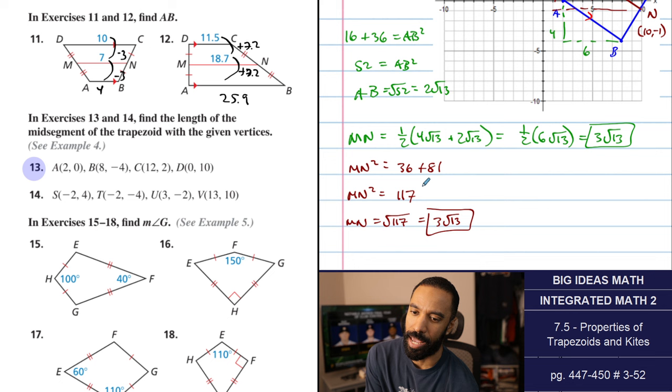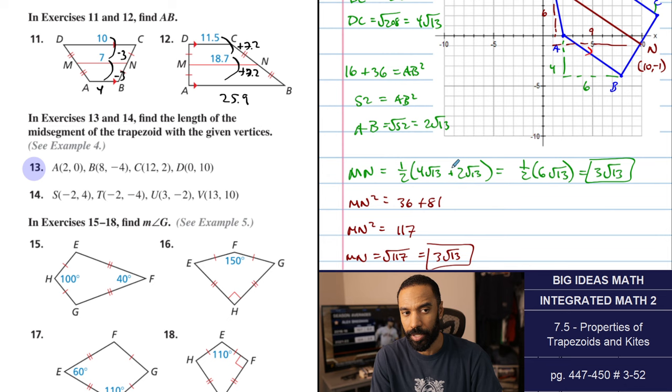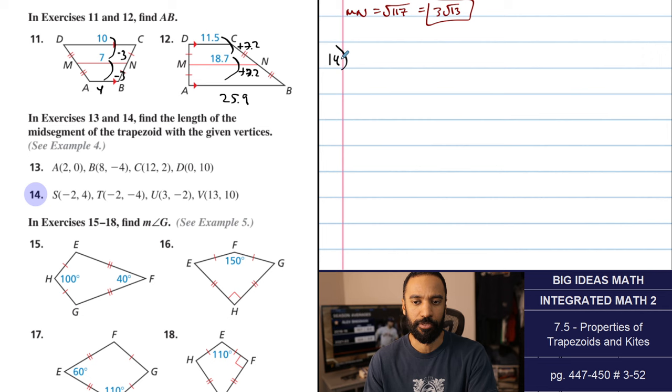I kind of liked the second one more when it came to stuff. The other one just kind of applies more to what we've been doing with mid-segments when it's not on a graph, and I think that's equally as important. So maybe I'll just do one method the next time, the one that seems more feasible based on the logic of the problem. Let's go to number 14.